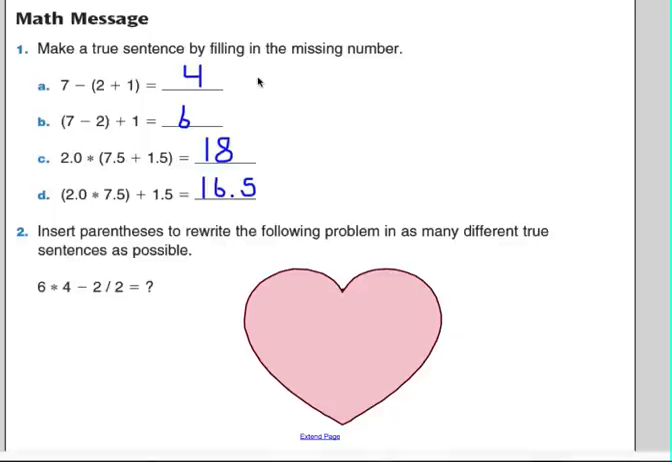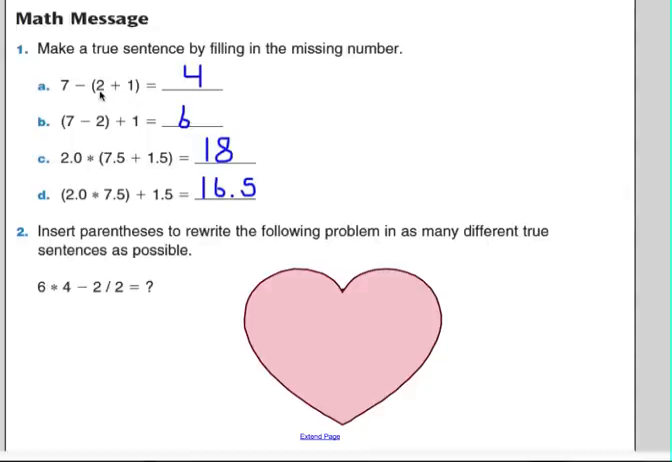A is 4, B is 6, C is 18, and D is 16.5. Now, if you had trouble getting the correct answers here, just ask yourself this question. What did I do about the stuff in parentheses? Remember, when you see parentheses in a problem, that means do me first. Okay, you have to go to the parentheses part and you need to solve whatever is inside the parentheses first.